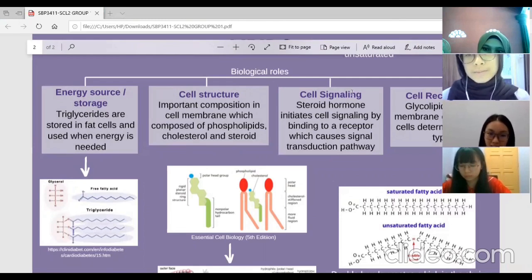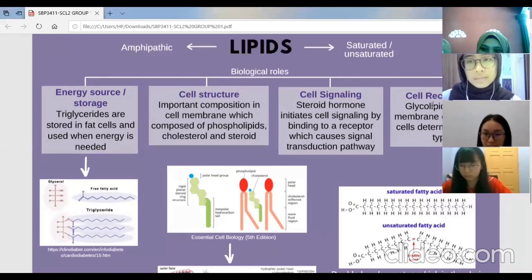In cell signaling, steroid hormone acts as a first messenger that initiates the cell signaling by binding to a receptor in the cell. This will cause a signal transduction pathway that leads to a cell response. Lastly, in cell recognition, glycolipid on the cell membrane of red blood cells determines the blood type.